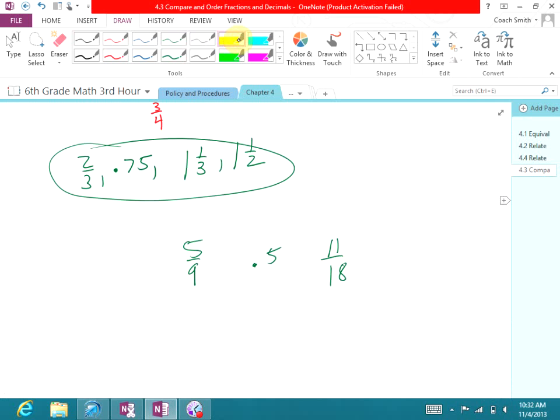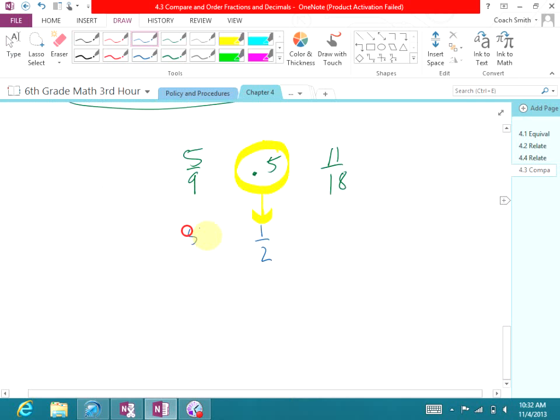Now, here's what we have to look at. We know that 0.5 is 1/2. 1/2 is a fraction. Okay? The easiest way to do this one is change that one decimal to a fraction. Now find the common denominators. Common denominator between 9, 2, and 18 would be what? 18. So I have 18 on bottom.